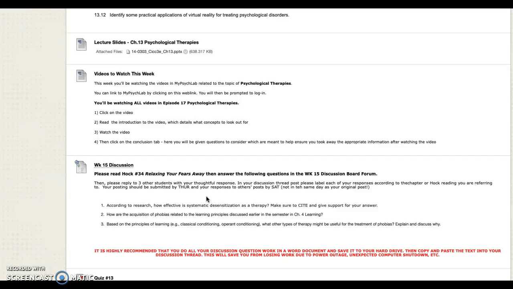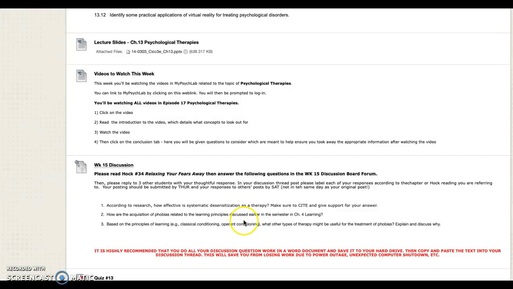So anything that was white and fluffy, and this phobia kind of stuck with him, which is why the experiment was highly unethical. But we're going to be coming back to that because, if classical and operant conditioning can be used to create a phobia, it can also be used to help treat a phobia. And so systematic desensitization is one of those types of therapies that does just that. So you're going to be taking a look at it. How effective is it? How are the acquisitions of phobias related to some of those earlier concepts that we talked about?